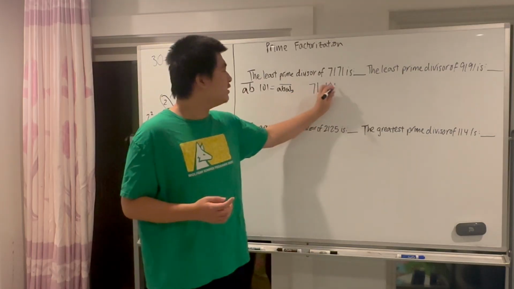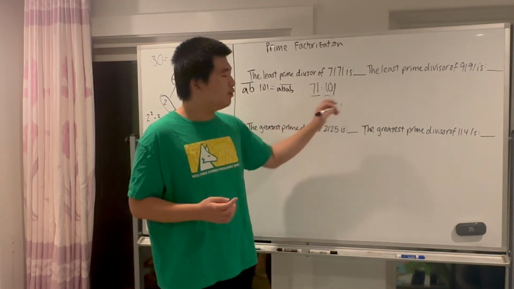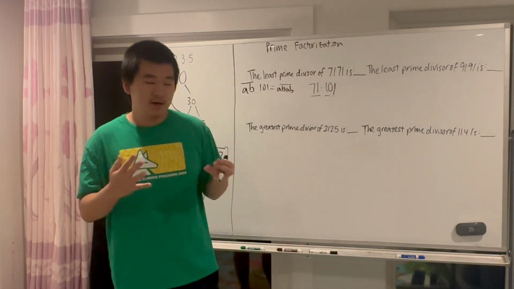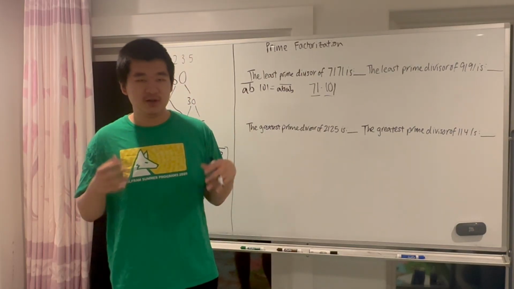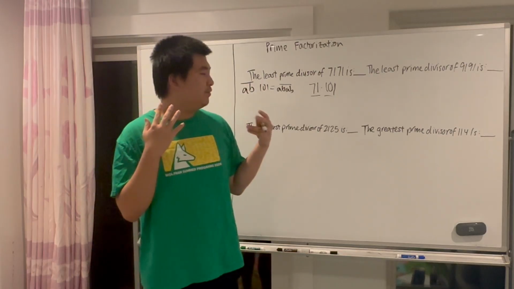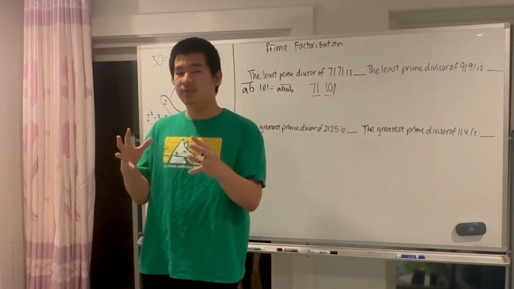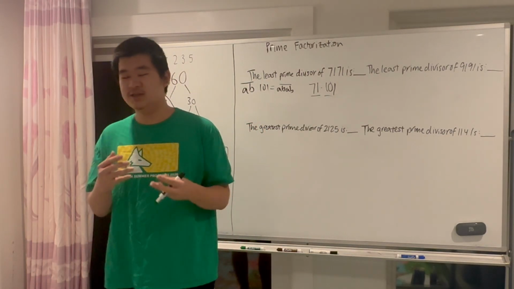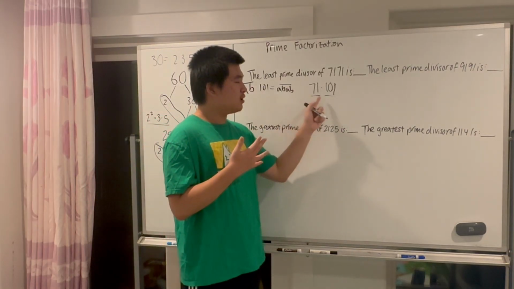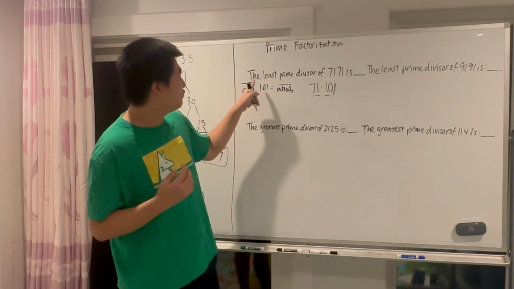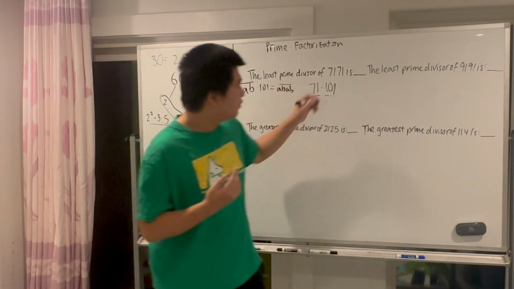Now we have to see if these two numbers can be broken down more. Now here is where we should memorize our primes. If we have our primes memorized up to 100, this is very easy. And if we have our primes memorized up to and including 101, because yes, 101 is prime, this becomes even easier. Because we can tell that these are both prime numbers, and so we just look for the least prime divisor, which is going to be 71.